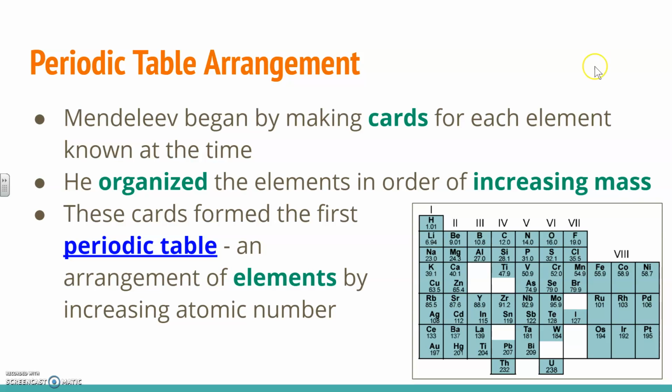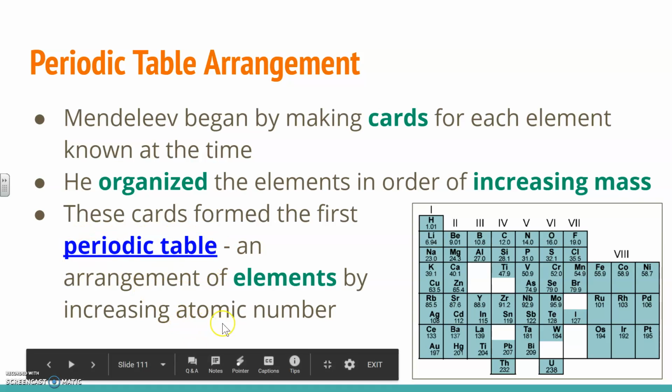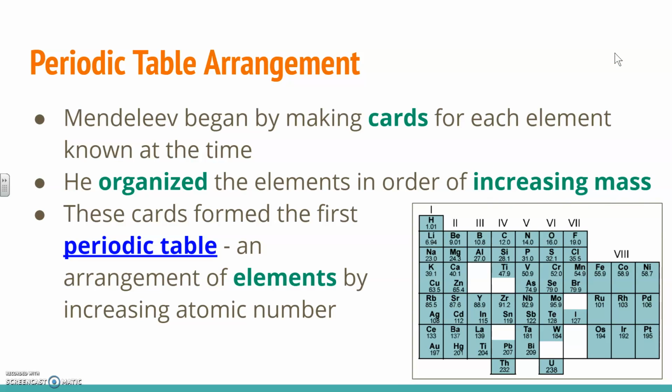But notice here there's a little bit of an issue. Your scientific definition of the periodic table is by atomic number. Mendeleev did it by mass. So somewhere along the lines, we needed to switch gears here. He actually got really, really close, though. These are pretty close to the correct order.